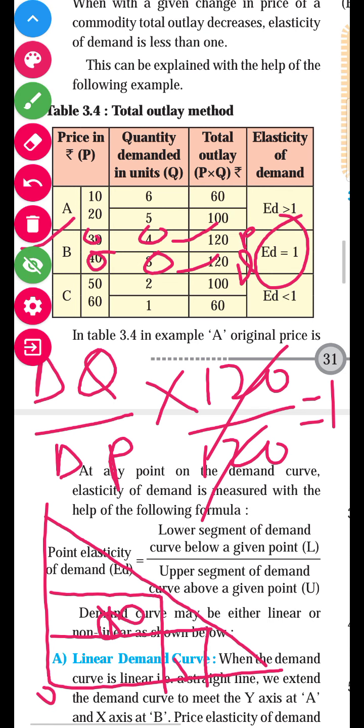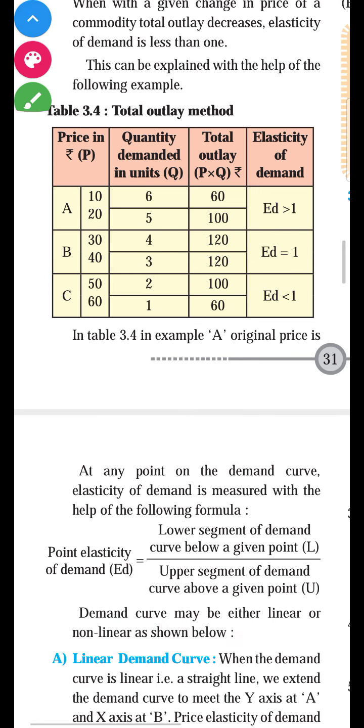Okay students, let us move towards the third example, C. In the C column, when the price is 50 rupees, demand is 2 kg. So how to get the total outlay? 50 into 2, 100. And when the price increases from 50 to 60, demand decreases from 2 to 1, and the total outlay is 60. Okay, so find out the elasticity.